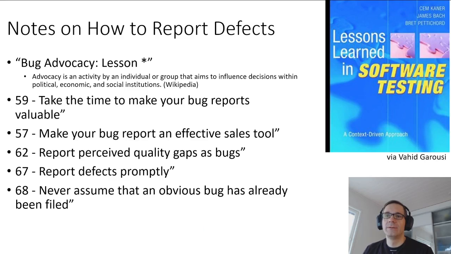Point 67: Report defects promptly. This simply means that you should do the defect report as soon as you find the defect in the software. Point 68: Never assume that an obvious bug has already been filed.